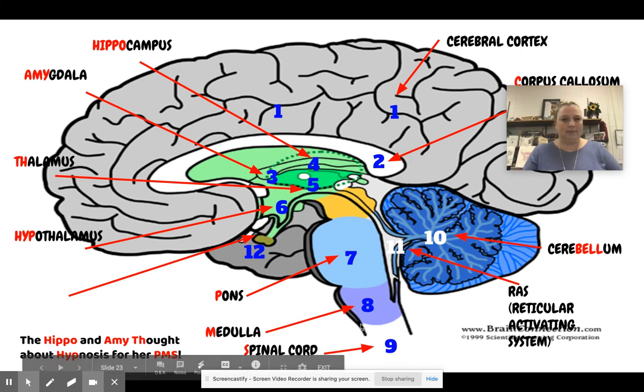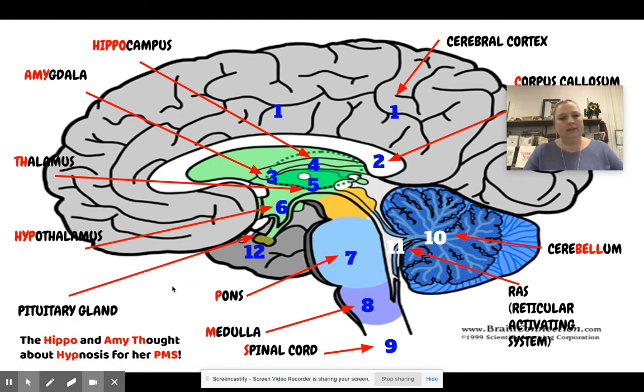And our last one is number 12. It's this tiny little, looks like 2 cherries on the end of a stem. That is your pituitary gland. And if you've heard any things about glands, obviously this is what helps you grow, what helps you develop your sex organs, helps your voice drop, helps you become an adult, all those lovely things. So very important. Has to do a lot with your hormones and your sex drive as well.